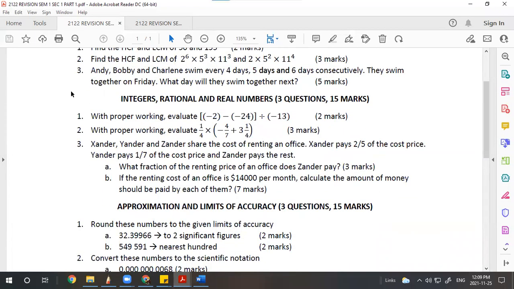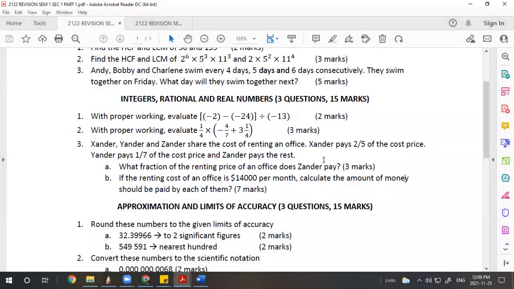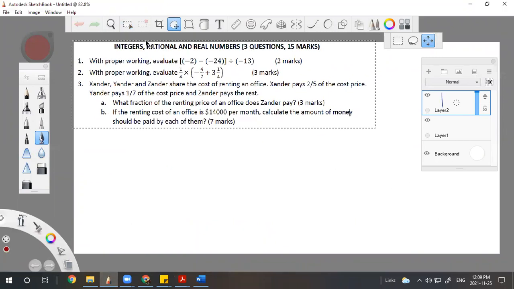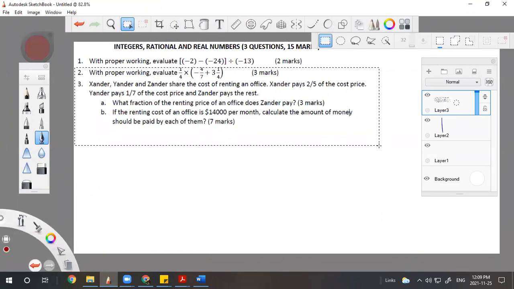Oh, okay. Quite interesting. Wait a moment, please. With proper working, evaluate. Okay, for number 1, I think I need to put a space for every question here, so you can see it well.